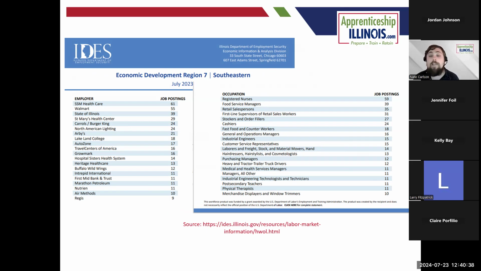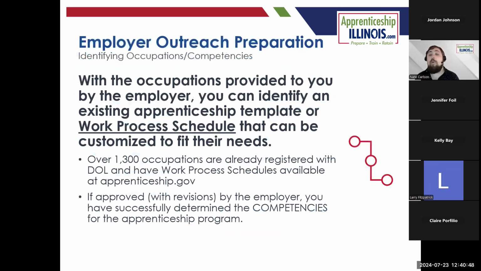And so if we know that there is a need for that occupation in our area, and we know that the employer we're meeting with has that occupation, it's good to prepare that ahead of time, right? So once we have occupations either provided for us beforehand by the employer or through research, we're going to find that first C, that competency, by identifying a template for that program that we call a work process schedule.